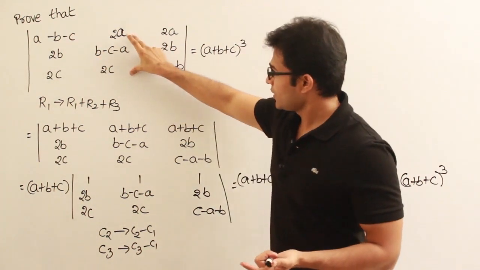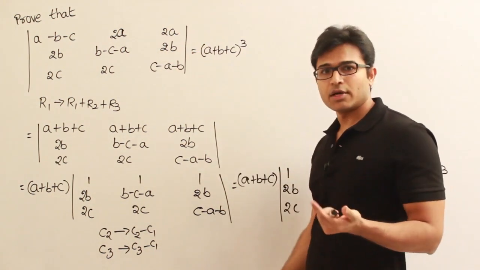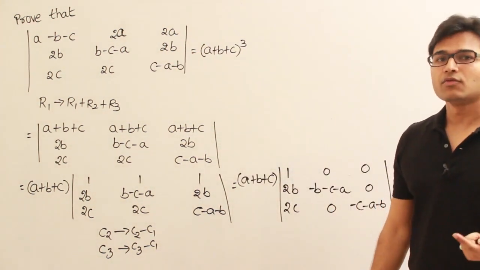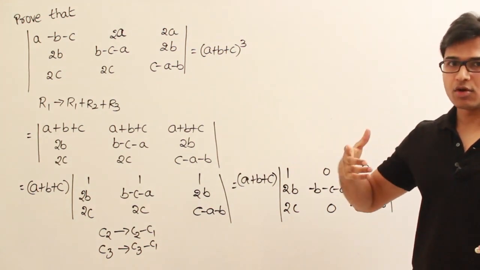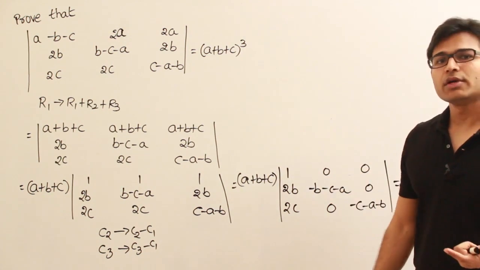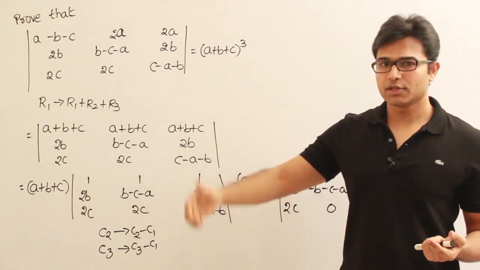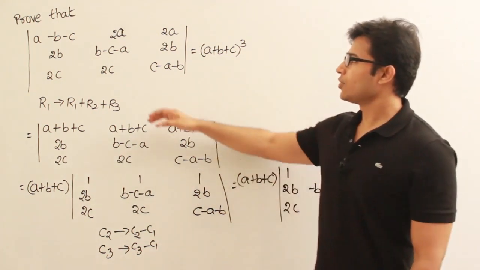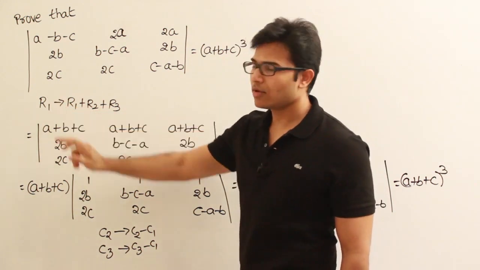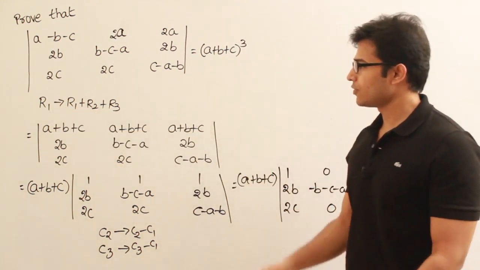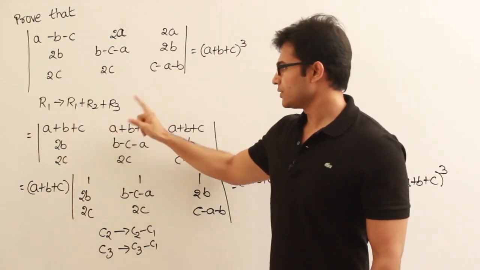And similarly, if you add all the elements here, you are going to get a + b + c. And similarly, if you do it here, again you are going to get a + b + c, right? Therefore, the sum of all the elements of a column is the same. So what you can do is add up all the rows and replace one of the rows with it. So R1 is being replaced with the sum of all the three rows.